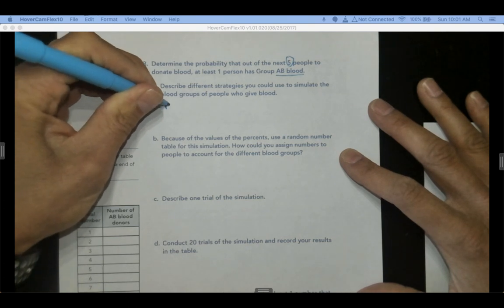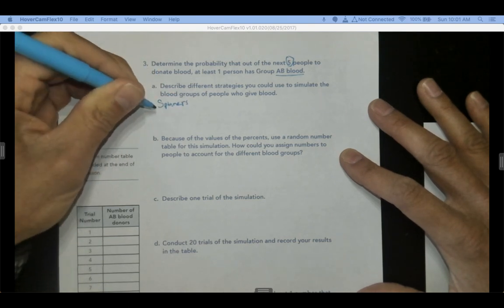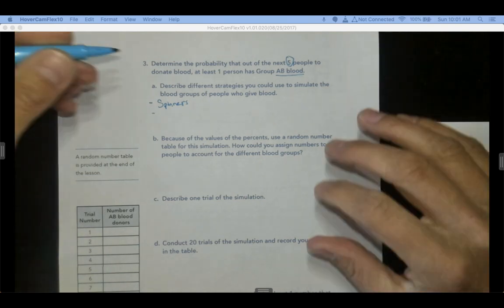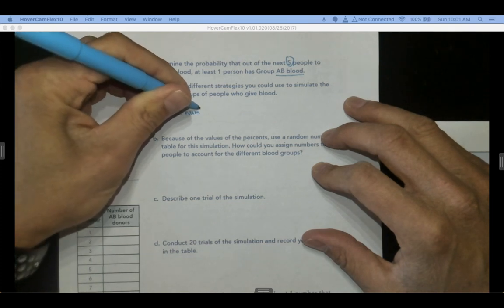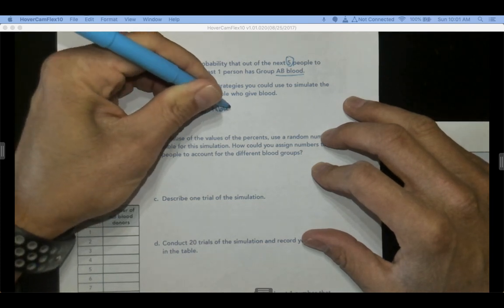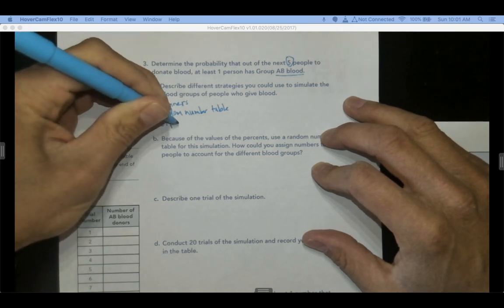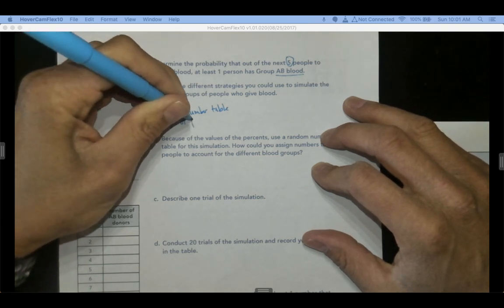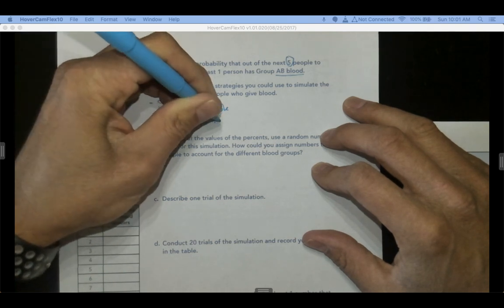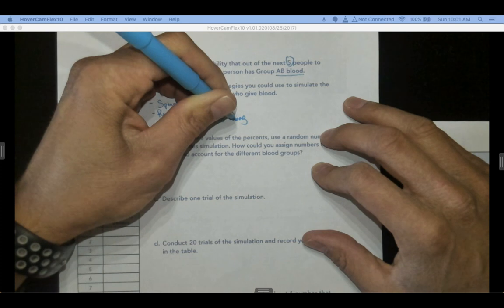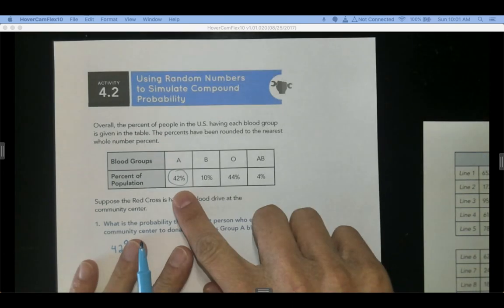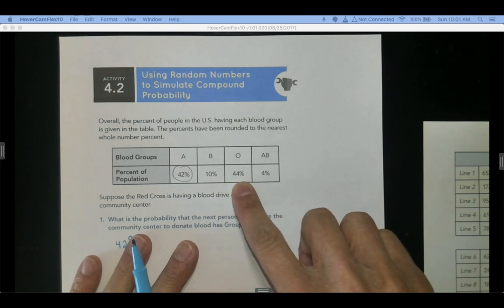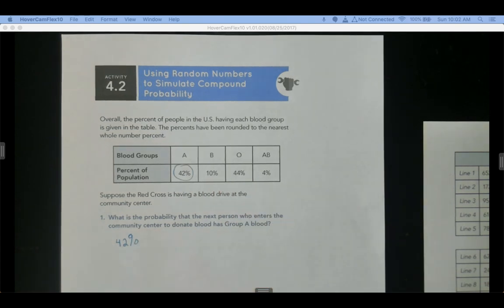You can make a spinner, as we've talked about. Coins wouldn't really work because there were 4 different things with 4 different percentages. You could use a random number table. You could probably put slips of paper into a bag. So the percentage for each of them is how many slips of paper, like 100 slips of paper into a bag. And then like, was it 42 for type A, 10 for type B, 44 for type O, and then 4 for AB. All right.